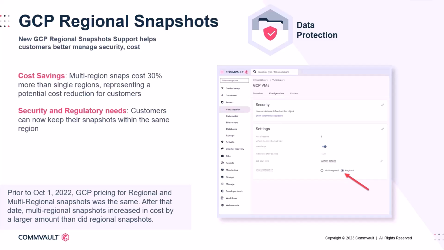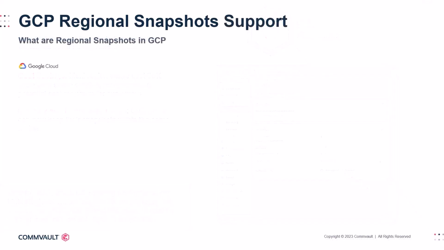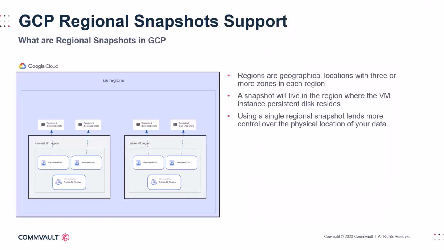In addition, regional snapshots also allow customers to keep their snapshots within the same region, allowing customers who need to satisfy potential security and regulatory needs. Regions are geographical locations with 3 or more zones in each region. A snapshot will live in the region where the VM instance persistent disk resides. Using a single regional snapshot lends more control over the physical location of your data.